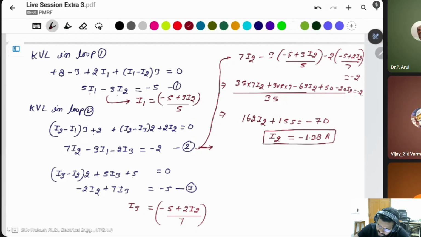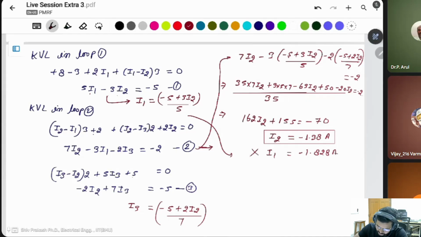I2 is this one. Then what is I1 from here? I1 is equal to minus 5 plus 3 I2, and 3 into I2 is minus 1.38, minus 9.14, divided by 5, is equal to minus 1.828 ampere.